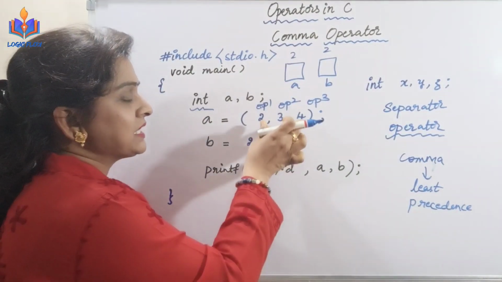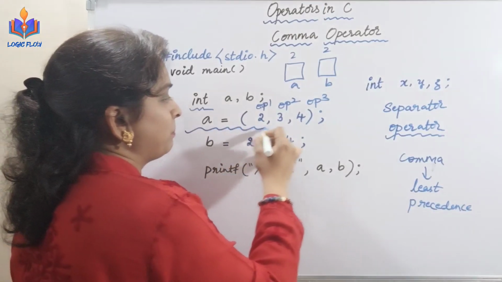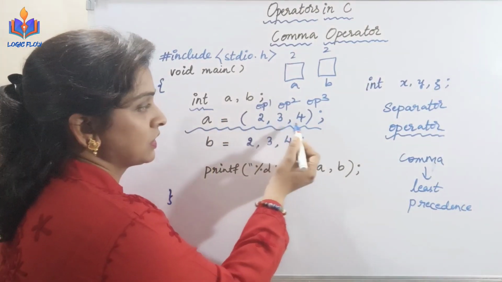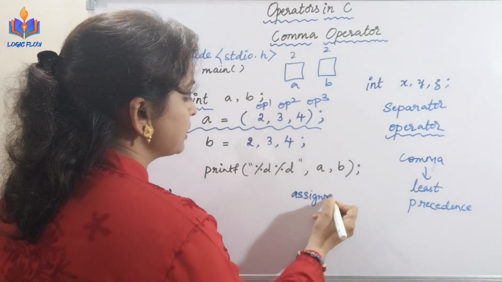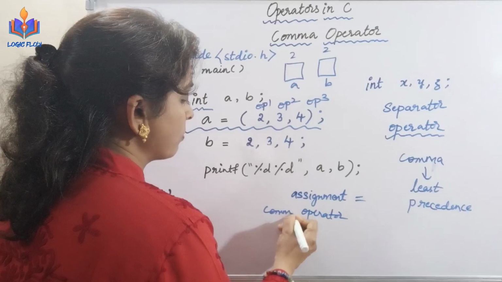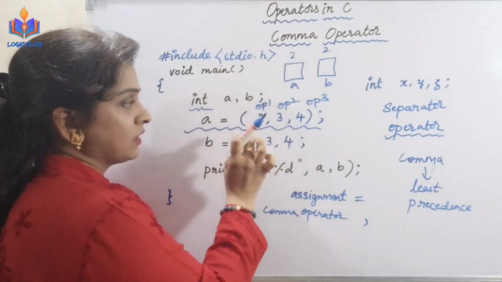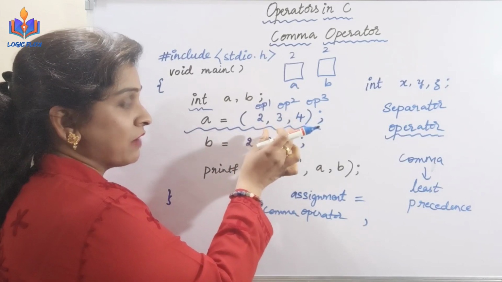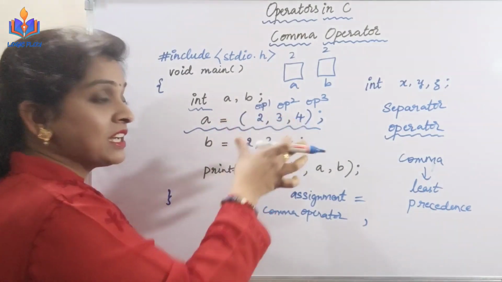Now, looking at the complete expression, we have two operators. One is the assignment operator, equal to, and the other is the comma operator. Now it is not a separator, it is an operator. The comma operator has the least priority when compared to equal to. But this comma operator is in the parentheses, that is, in the brackets. Brackets have the highest priority, so the bracket content gets evaluated first.